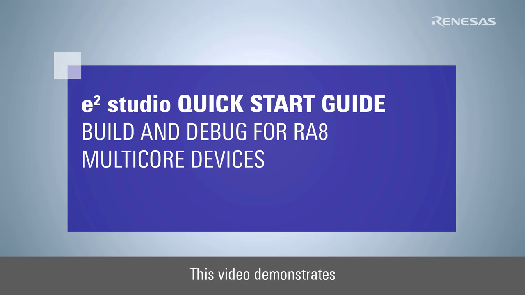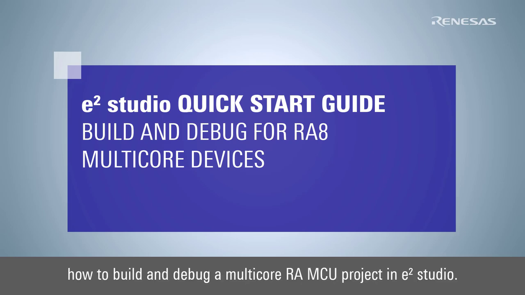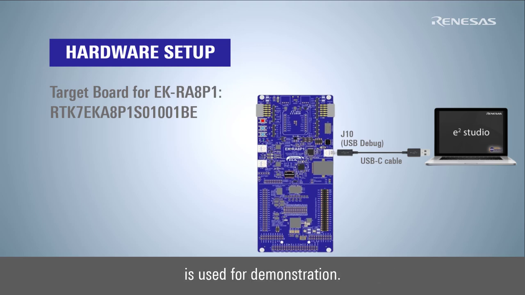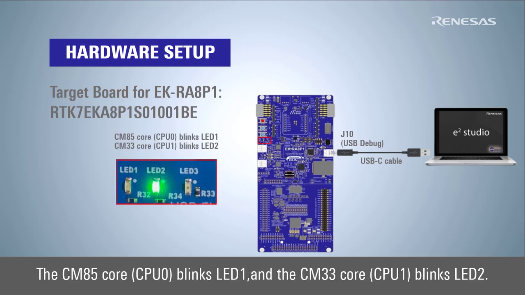This video demonstrates how to build and debug a multi-core RA MCU project in eSquare Studio. The EK RA8P1 evaluation kit with a dual-core architecture is used for demonstration. The CM85 core blinks LED 1, and the CM33 core blinks LED 2.